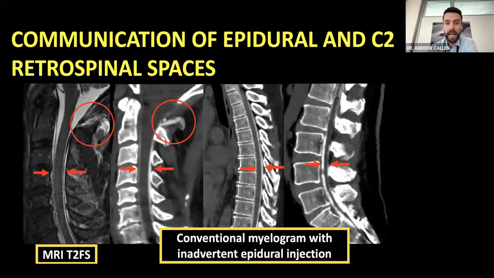Now, this space communicates, and there's lots of ways to show it. So this patient had a longitudinal epidural fluid collection. This patient had a conventional myelogram where the contrast was inadvertently injected into the epidural space. And you can see beautifully that contrast is tracking all the way through the epidural space and then pouring out right at that C2 level.